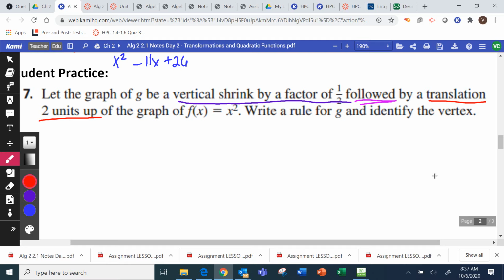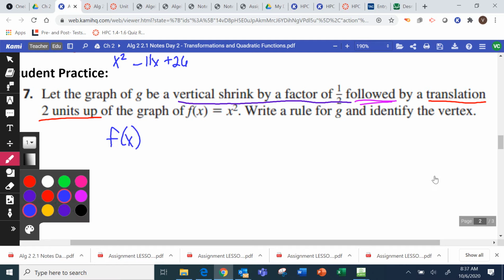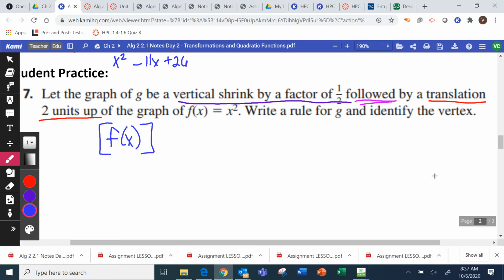So if we have a vertical shrink by a factor of 1/2, followed by a translation 2 units up, I'm going to start with my x squared, my f of x. To that f of x, we're doing a vertical shrink by a factor of 1/2. I don't have to change anything for vertical. This goes in front as 1/2. So we have 1/2 x squared. Can I just go ahead and multiply those together without the brackets? So we've got 1/2 x squared.